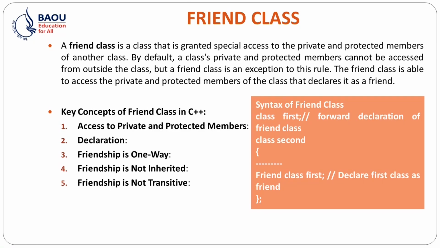Now what is the syntax of friend class? Class first. So over here I have a forward declaration of friend class. Then I have class second. And then I have written some body of the class after that. Friend class first. So I have declared my first class as my friend.